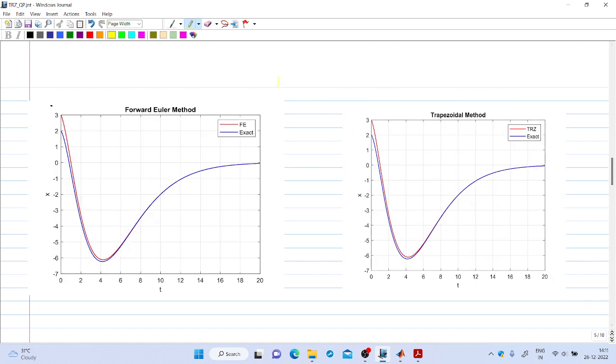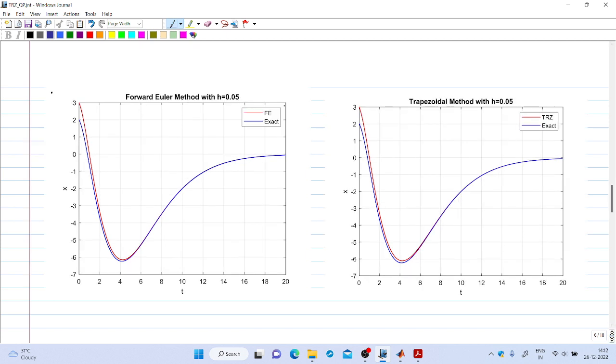Now if you solve this problem using forward Euler method using MATLAB, this is the plot of solution obtained by forward Euler method. The solution obtained using forward Euler method is shown by red color, and the exact solution is plotted in blue color. So this is the exact solution. In trapezoidal method also we will get the same result. This is for h is equal to 0.01.